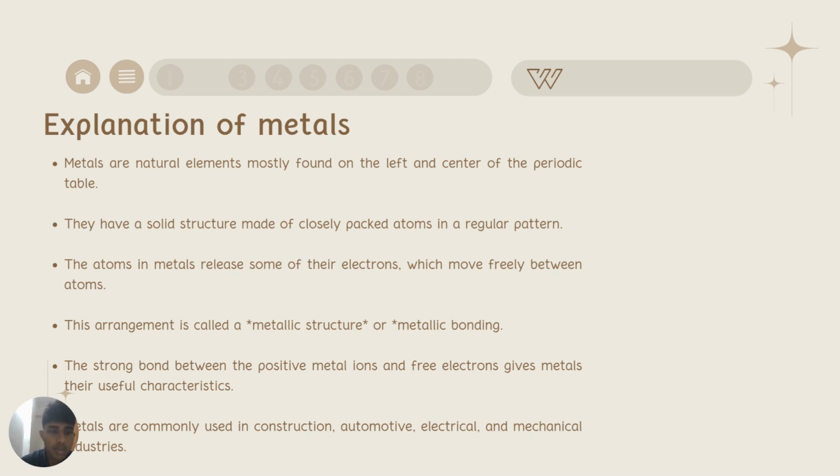Metals are natural elements mostly found on the left and center of the periodic table. They have a solid structure made of closely packed atoms in a regular pattern. The atoms in metals release some of their electrons, which move freely between atoms. The arrangement is called a metallic structure or metallic bonding. The strong bond between positive metal ions and their free electrons gives metals their useful characteristics.